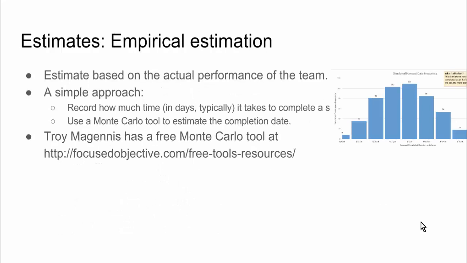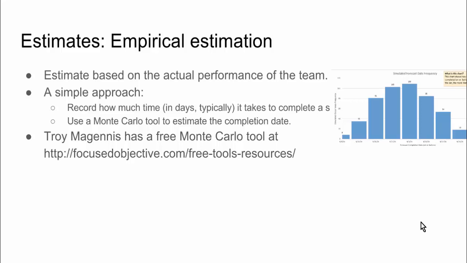Here's what I recommend instead. I recommend instead that you use empirical estimation. So you just look at the actual performance of the team and you record how much time it takes to complete a story. That's all you do. You look at the start time and the finish time, and then you use a Monte Carlo tool to estimate the completion date. And if you want to have more information about how to do this exactly, I encourage you to set up the 30-minute one-on-one meeting with me.